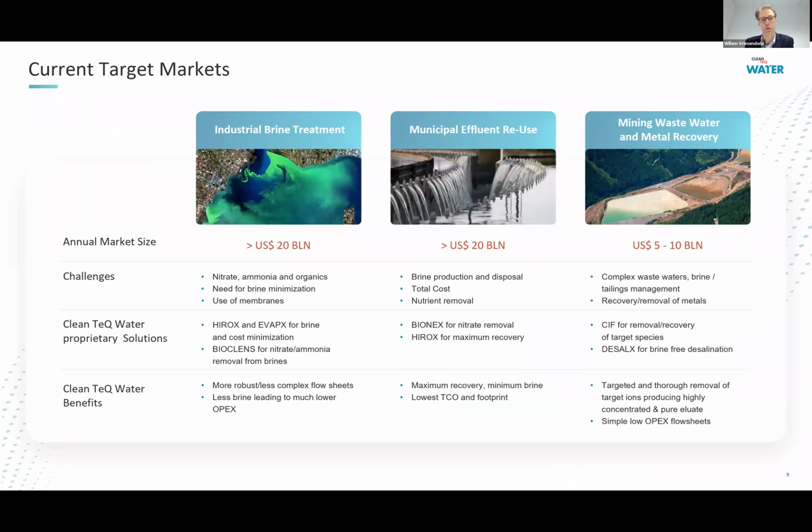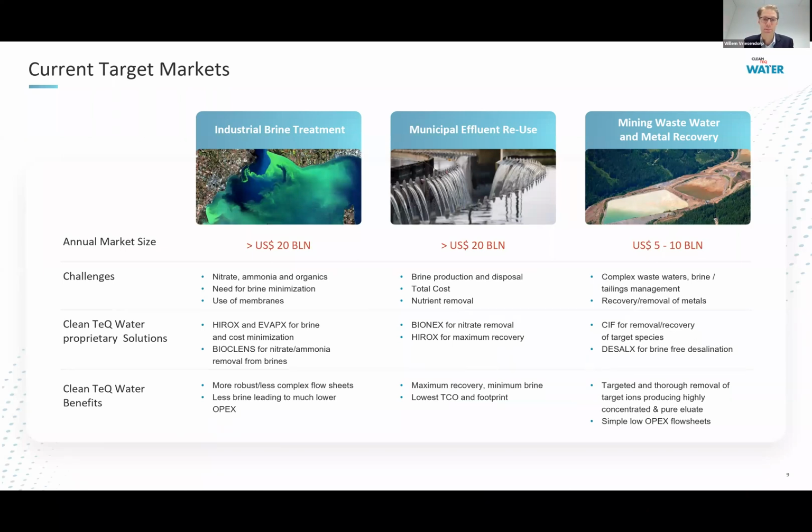Our target market, so where do our solutions apply specifically or most suitably? That's three areas that are all in itself very large, where water treatment plays an important role. One is industrial, and in industrial, these brines that I mentioned earlier are specifically challenging. And for those brines, we have specific solutions to either avoid them or reduce them or clean them, because you need to do something with brines once they're created.